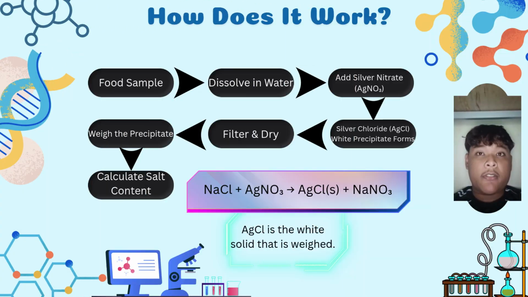So, how does this method work? First, the food sample is dissolved in water. Then, a chemical called silver nitrate is added. The chloride ions from the salt react with the silver nitrate to form a white solid called silver chloride. This solid is then filtered, dried, and weighed. Using the mass of the silver chloride, scientists can calculate the amount of salt originally present in the food.